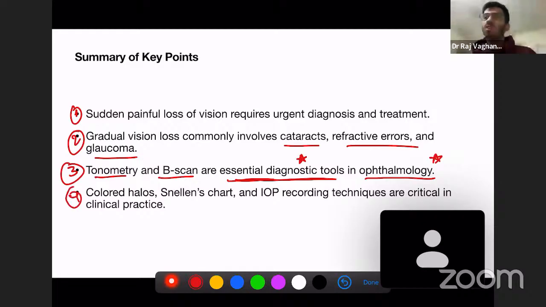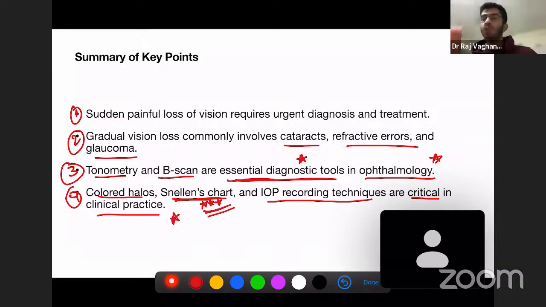Colored halos, Snellen's chart, and IOP reading techniques are critical in clinical practice. And Snellen's chart is the most widely used clinical technique in ophthalmology OPDs, ophthalmology wards, or any eye clinic. So this was the summary of today's session.